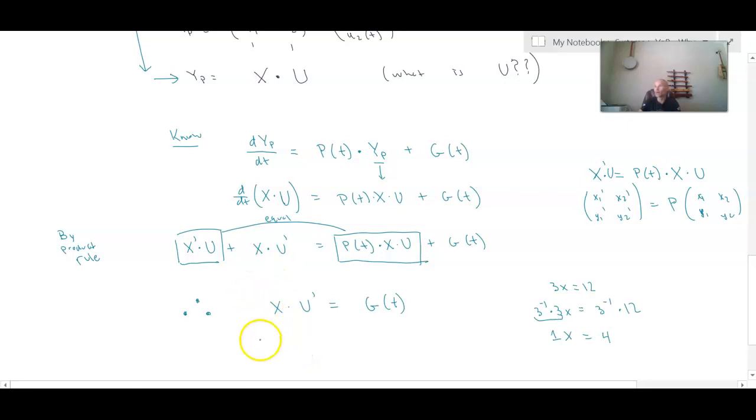So we're going to multiply by x inverse here. I'm going to multiply by x inverse here. And you can think about these two as sort of canceling out. If you've taken linear algebra, then you might know that becomes what we call the identity matrix. And here we get x inverse times g of t. Well, what's inside of x inverse?